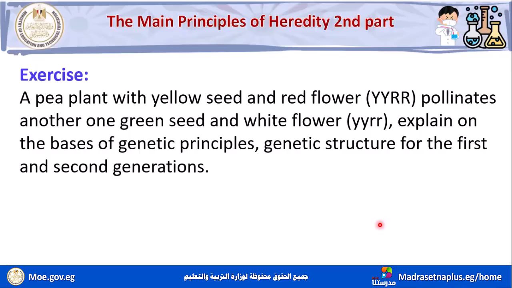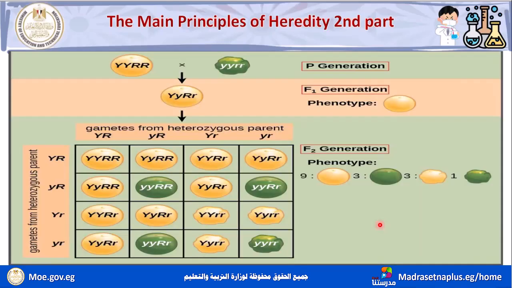Exercise: a pea plant with yellow seeds and red flowers, capital Y capital Y, capital R capital R, pollinates another one with green seeds and white flowers, small y small y, small r small r. Explain on the basis of genetic principles the genetic structure for the first and second generation. The parents will be capital Y capital Y capital R capital R, and small y small y small r small r. First generation, F1: capital Y small y, capital R small r.